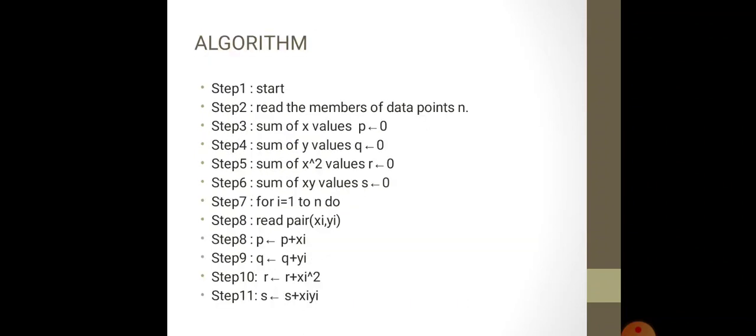So our algorithm is: first we have to start and read the number of data points n, and put the value of p as the sum of x, q as the sum of y values, r as the sum of x squares, and s as the sum of xy values, and start the for loop, that is for i equal to 1 to n, and read the pairs xi, yi, and p equal to p plus xi, q equal to q plus yi, and r equal to r plus xi square, and s equal to s plus xi yi.